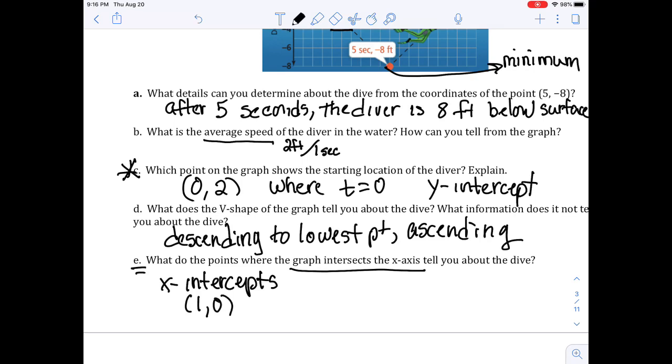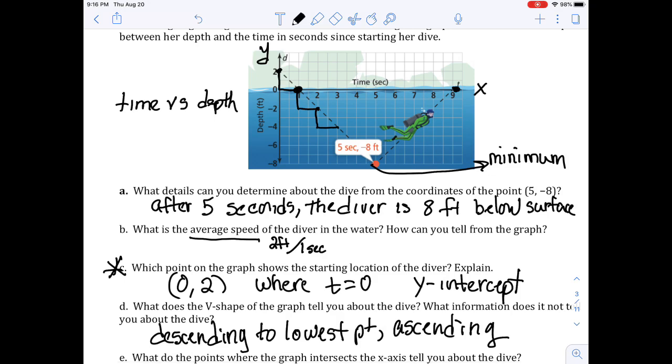So let's go ahead and write that down. (1, 0) and (9, 0). What's the significance of those 2 points? Well, the significance is, and you can just see visually from the graph, that is the place where the diver actually breaks the surface of the water.